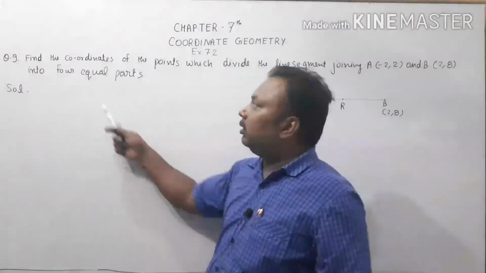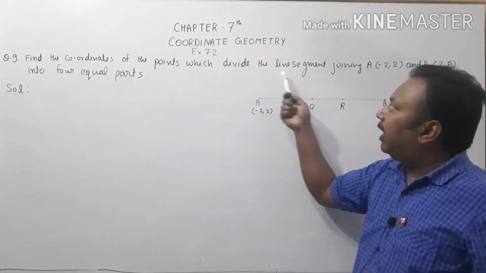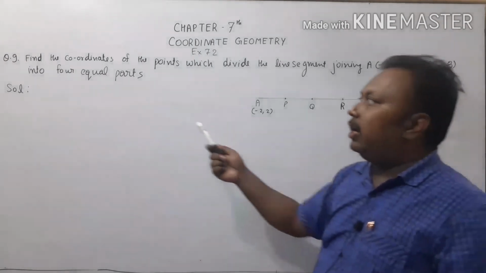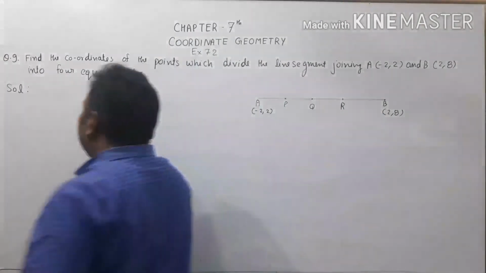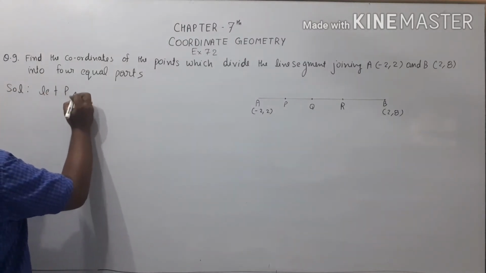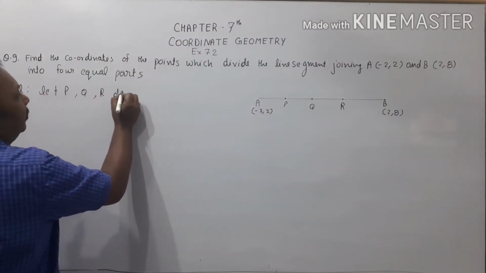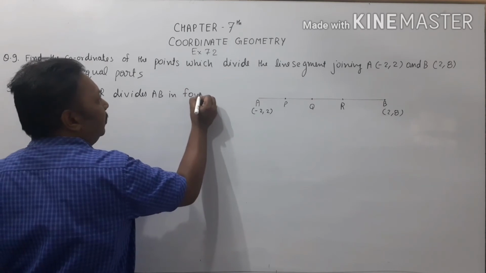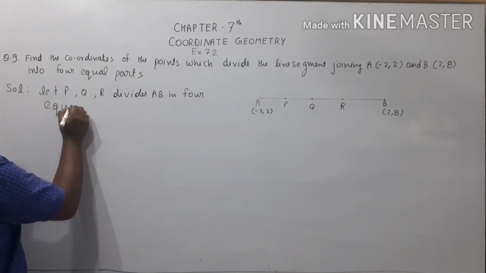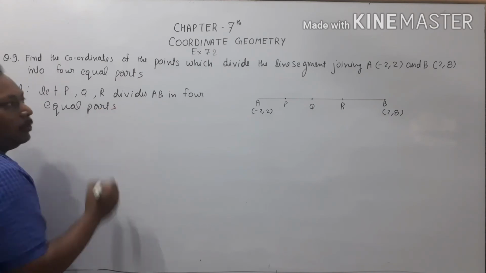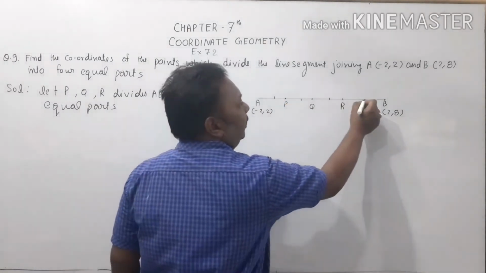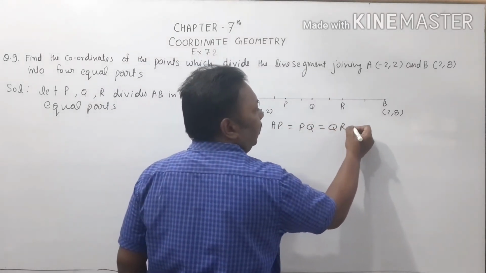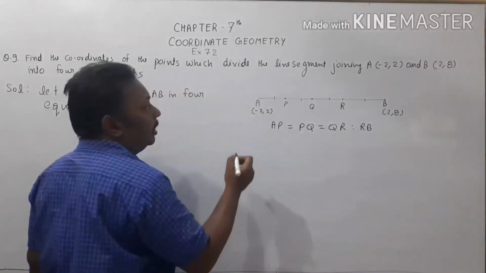In question number 9, find the coordinates of the points which divide the line segment joining A(-2, 2) and B(2, 8) into 4 equal parts. So let P, Q, R divide AB in 4 equal parts. These points divide the line in 4 equal parts. So AP equal to PQ equal to QR equal to RB. These are the 4 equal parts.